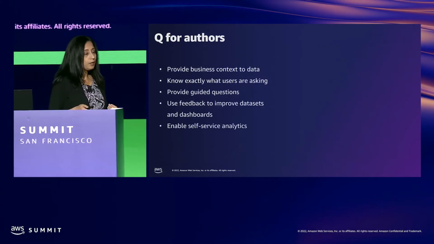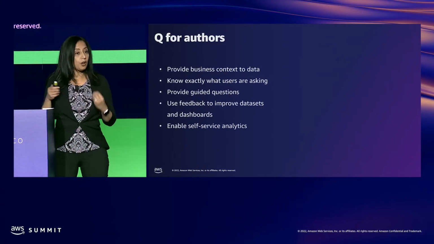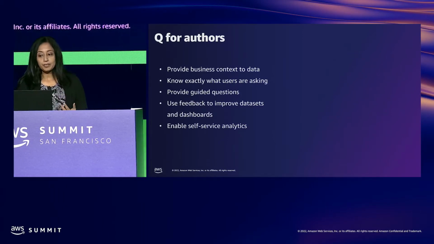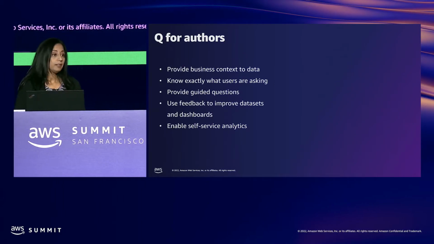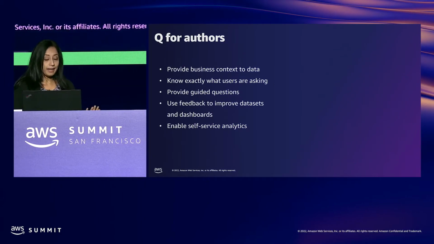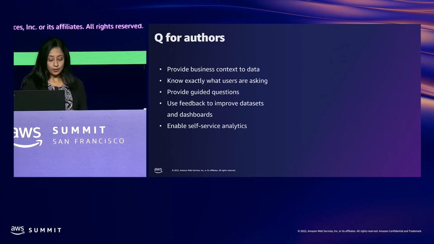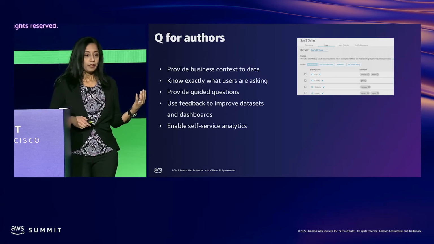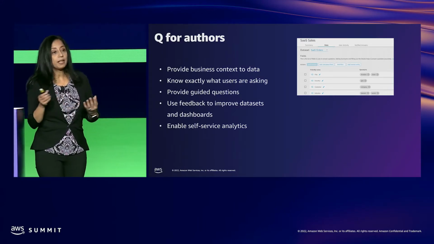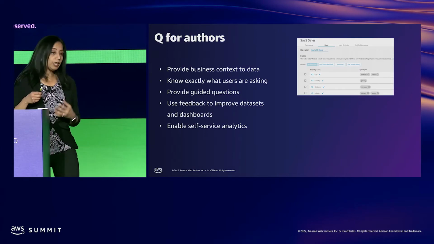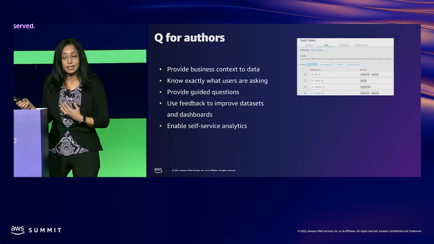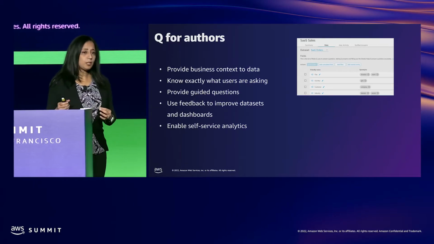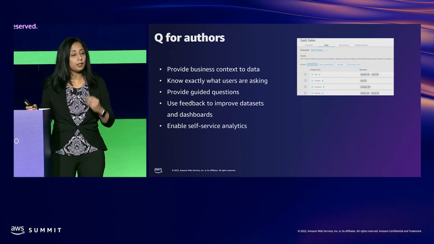Now let's look at what benefits Q brings for your authors. Your authors are BI engineers, data engineers, they could be data analysts, BI analysts, and the authors add business context to the data. For example, customer can be known as company. Industry, you can also reference as domain or sector. So what this allows the readers to do is to ask questions in the domain language that they're familiar with.